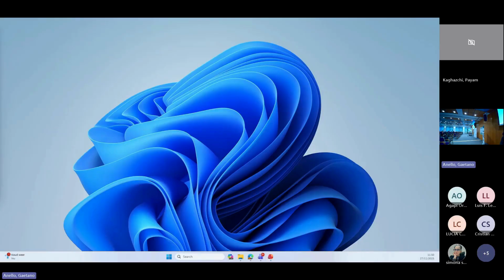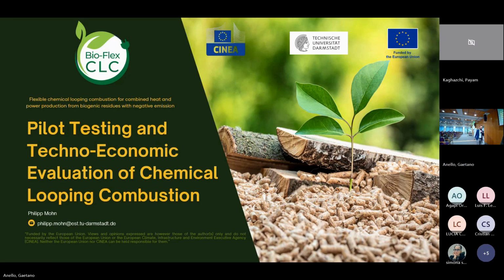Philip Moore from the Technical University of Darmstadt, about pilot testing and techno-economic evaluation of chemical looping combustion. And I told you it's your slot, so go for it.